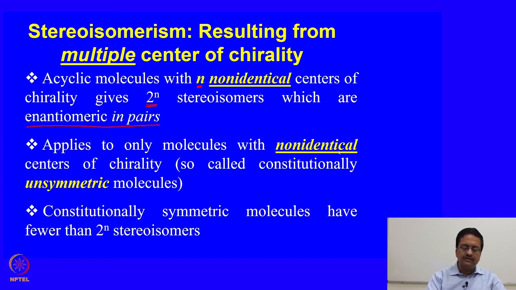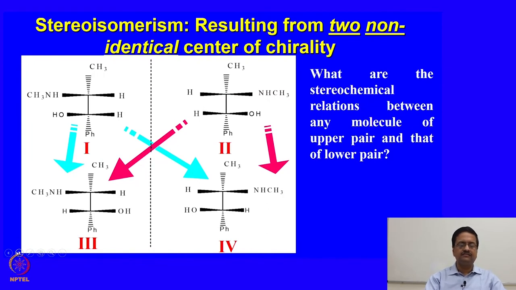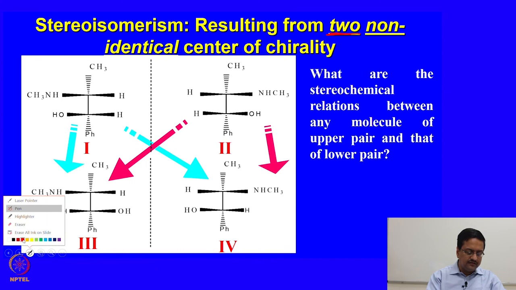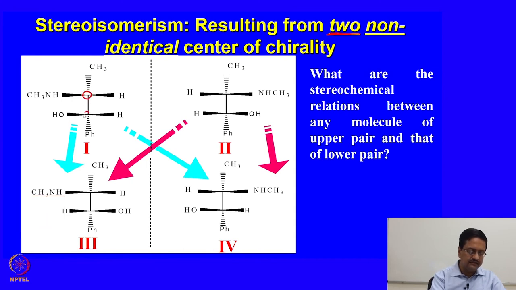It applies only to molecules with non-identical chiral centers, so-called unsymmetric molecules. Consequently, the symmetric molecules have fewer than 2 to the power n stereoisomers. Let us see one example. In this case, we have two non-identical centers of chirality. The chiral centers are at these points, and they are not identical in the sense that the substituents are different in these two centers.